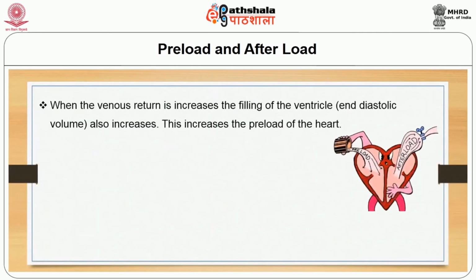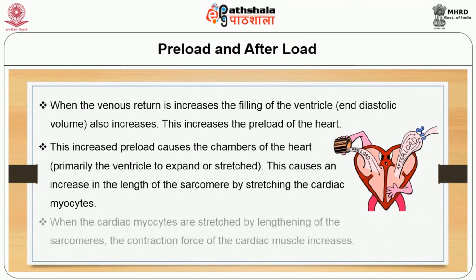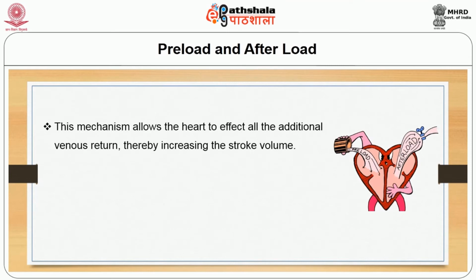When the venous return is increased, the filling of the ventricle, that is end diastolic volume, also increases. This increased preload causes the chambers of the heart, primarily the ventricle, to expand or stretch. This causes an increase in the length of the sarcomere by stretching the cardiac myocytes. When the cardiac myocytes are stretched by lengthening of the sarcomeres, the contraction force of the cardiac muscle increases. This mechanism allows the heart to eject all the additional venous return, thereby increasing the stroke volume.